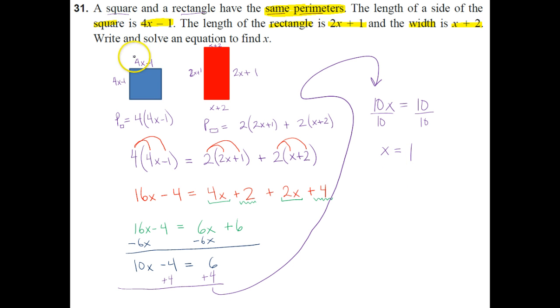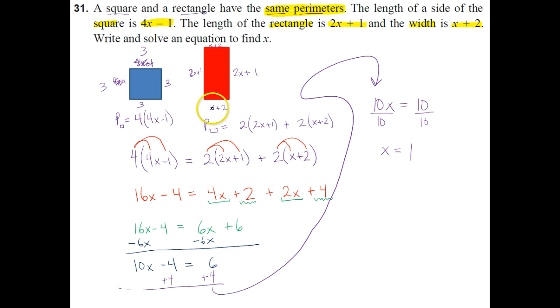Which means if you plug a 1 in here, and I'll show you why I don't really love this problem and why I'm showing you another problem just even better in just a second. If we plug in a 1, 4 times 1 is 4, 4 minus 1 is 3, so the sides of the square are all 3. 3, 3, 3, 3, 3, 3.